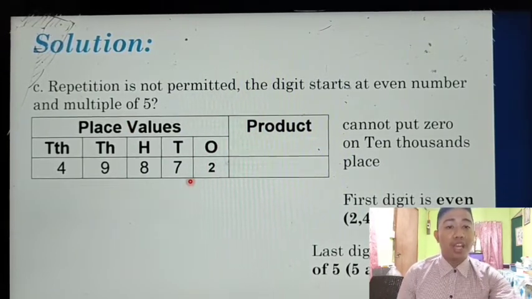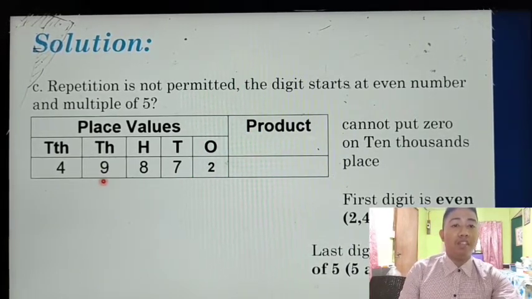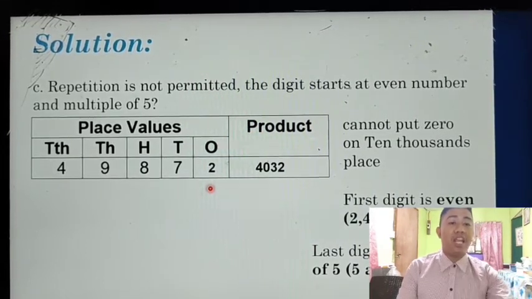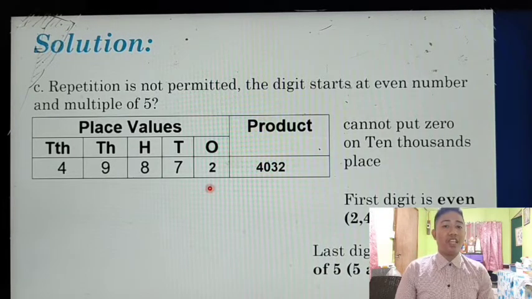And it is time to get the product of all the possible choices in every place value. So 4 times 9 times 8 times 7 times 2, using the calculator, gives us 4,032 possible choices. So that is our final answer in the given set of problems in this illustrative example number 8.